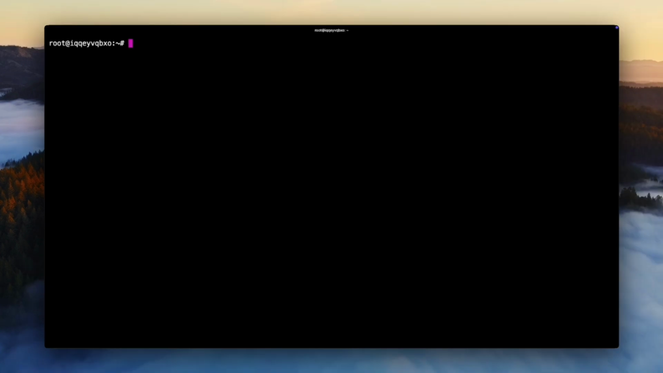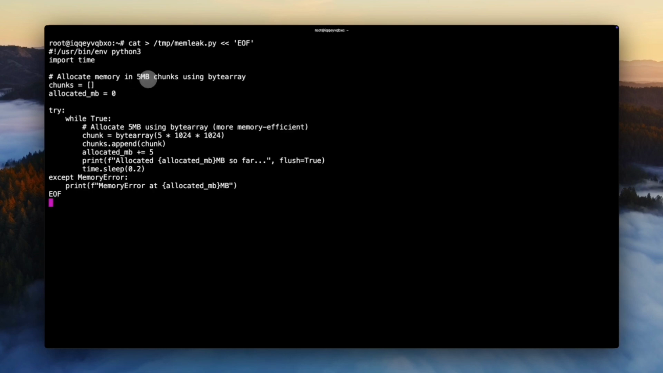Now let's trigger an OOM kill. We'll allocate more memory than the limit allows and watch the kernel kill the process. First, let's create a Python script that will trigger OOM.